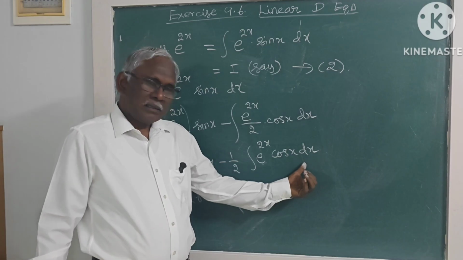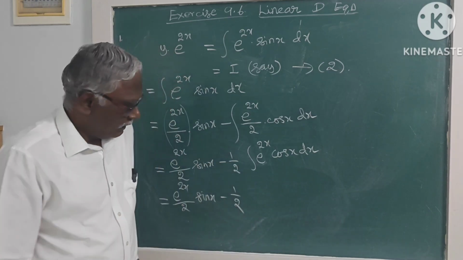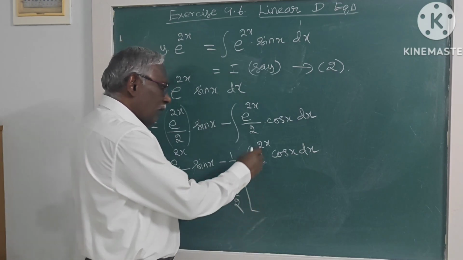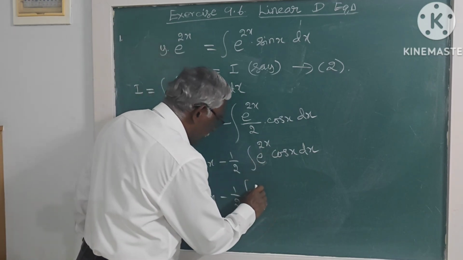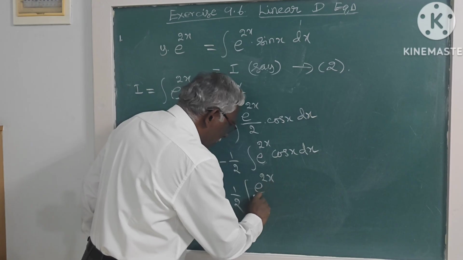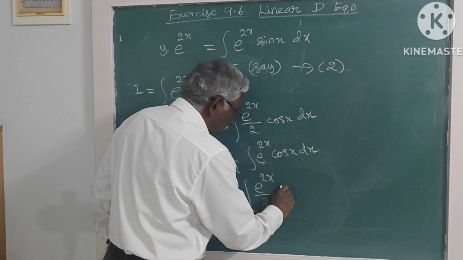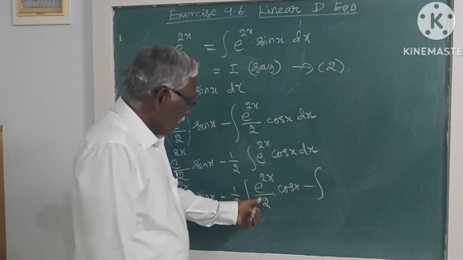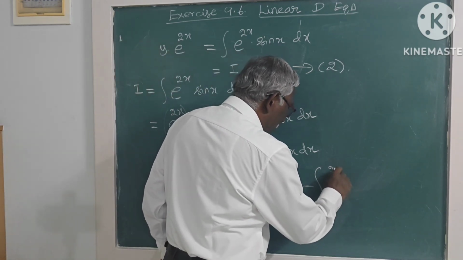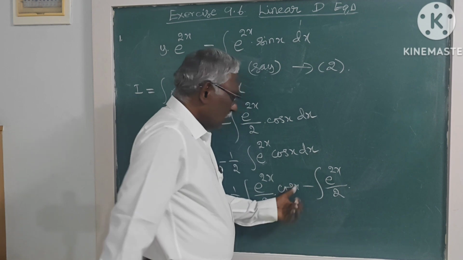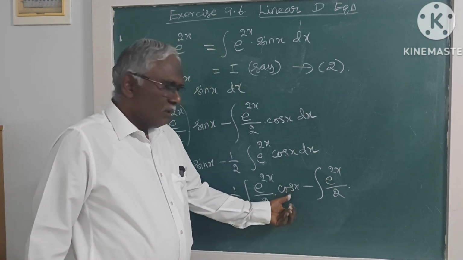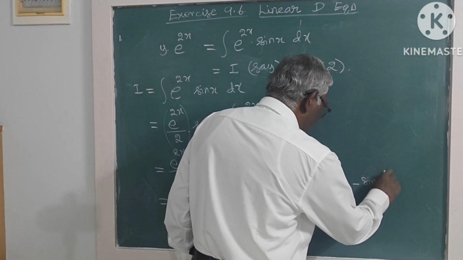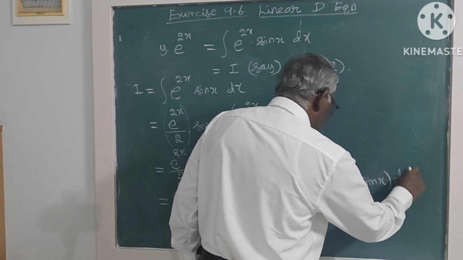Again, if we integrate this by integration by parts, 2 terms will come. So we'll use the bracket. Again, we'll integrate e power 2x. So we'll get e power 2x by 2, second function cos x, minus integral of integrated function e power 2x by 2 into differentiation of the other function. If we differentiate cos x, minus sin x will come, dx.